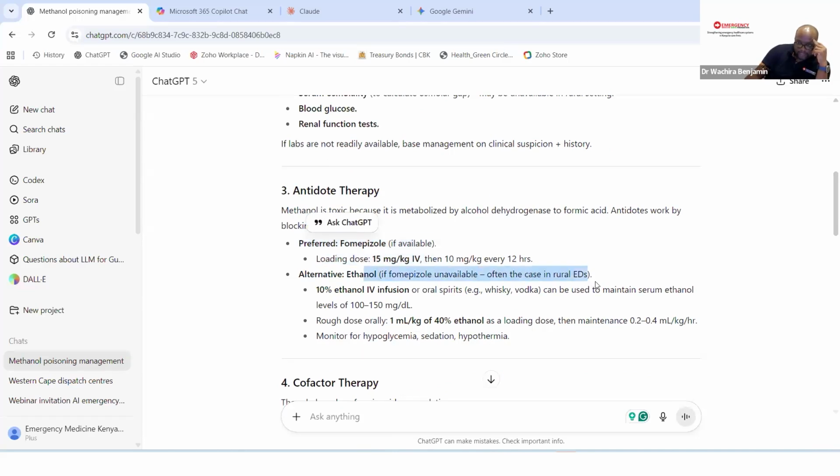Ethanol or fomepizole. So this is the ethanol infusion. Okay, so I'm going to give this. It suppresses methanol metabolism; a rough dose is 1 ml per kg of 40% ethanol as a loading dose, then maintain it at that. So my patient is talking. Here's a good question: I don't have IV ethanol, but can access Smirnoff vodka.